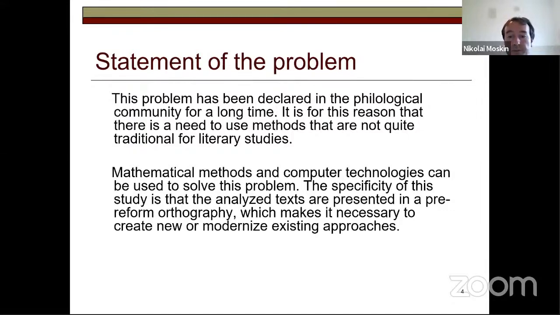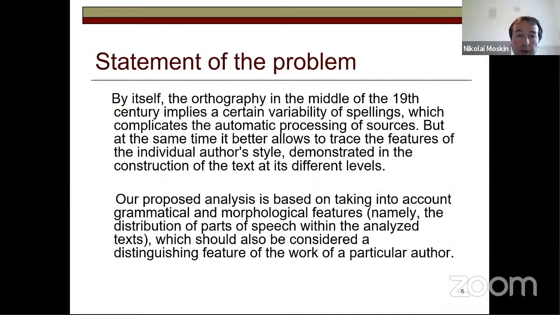The specificity of this study is that the analyzed texts are presented in a pre-reformed orthography, which makes it necessary to create new or modernize existing approaches. By itself, the orthography in the middle of the 19th century implies a certain variability of spellings, which complicates the automatic processing of sources. But at the same time, it better allows us to trace the features of individual author styles demonstrated in the construction of the text at its different levels.